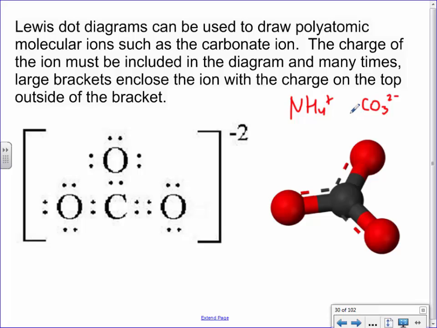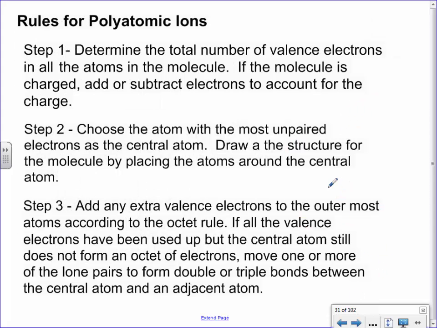Okay, what you need to do is this series of steps here. I'm not going to read all of it, but I'll give you the cliff notes. First, you've got to figure out the total number of valence electrons that you're allowed to have. And if there's a charge on the molecule, either add or subtract electrons. So basically, figure out how many electrons are in your pool to work with. Step 2, figure out which atom is going to be your central atom. Usually this is fairly intuitive.